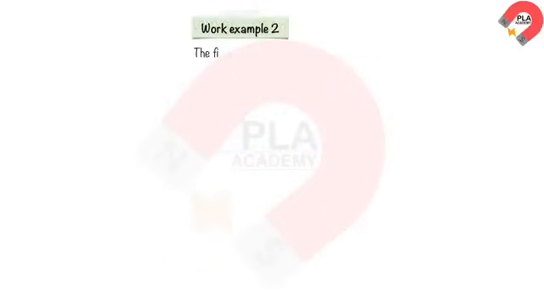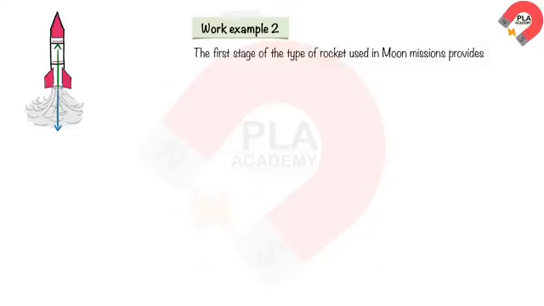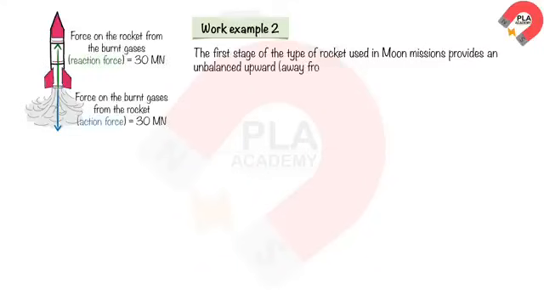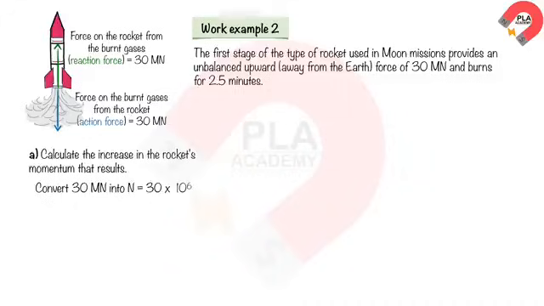Worked example 2. The first stage of the type of rocket used in moon missions provides an unbalanced upward, away from the Earth, force of 30 meganewtons, and burns for 2.5 minutes. Calculate the increase in the rocket's momentum that results. Convert 30 meganewtons into newtons. It is 30 times 10 to the power of 6 newtons. Convert 2.5 minutes into seconds. It is 2.5 times 60, which is equal to 150 seconds.